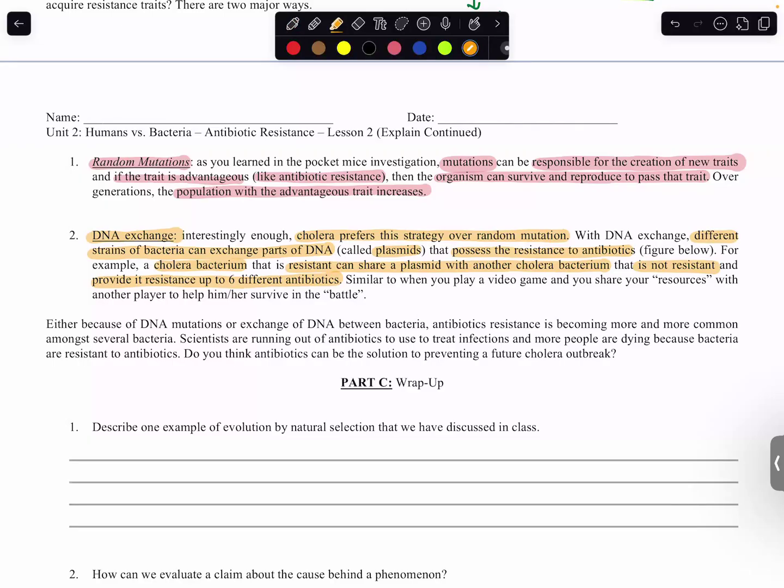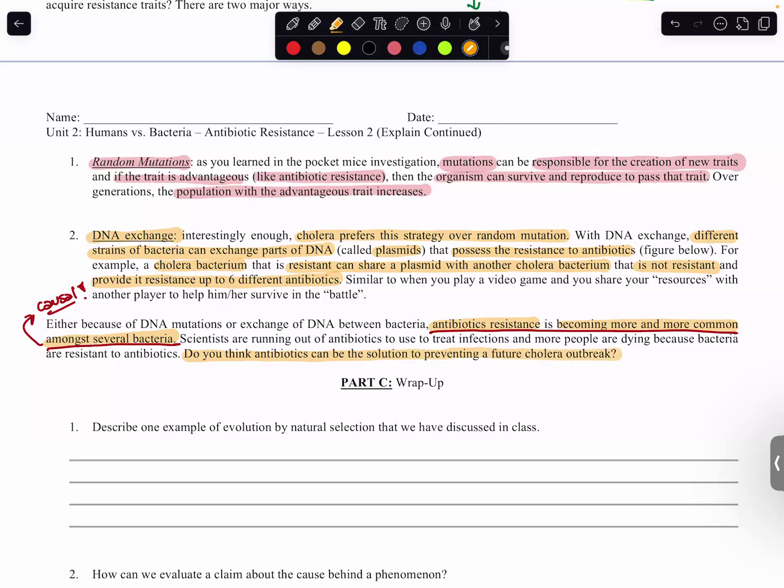Let's conclude. So it says either because of DNA mutations or exchange of DNA between bacteria, antibiotic resistance is becoming more and more common among several bacteria. That's causal, right? We definitely do see that bacteria are becoming more resistant over time. Scientists are running out of antibiotics to use to treat infections, and more people are dying because bacteria are resistant to antibiotics. Do you think antibiotics can be the solution to preventing a future cholera outbreak?